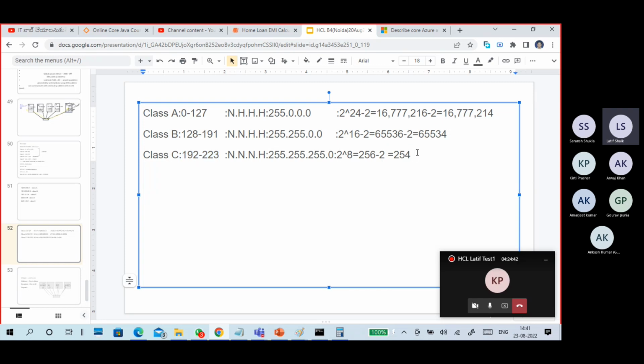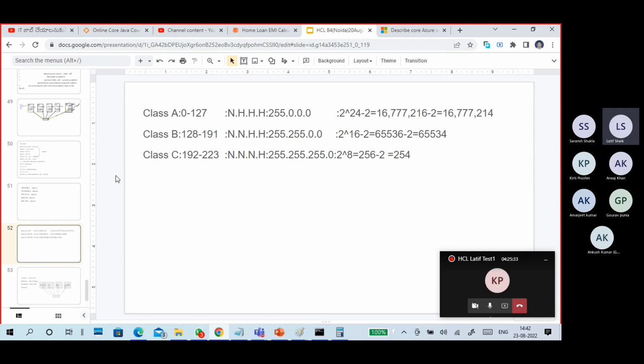100 computers, class C. 200 computers, class C. 300 computers, class C won't work here. 300 means I'm crossing this limit, so it is better to use class B. 300, 500, 1000, 5000, 50,000, no problem. For 50,000 computers, you can use a class B IP address. Class B network we can use for 50,000, 60,000, 65,000. If 70,000 computers are there, class B is not useful, then we go to class A. So depending upon the number of devices in a single network, we can choose our classes.